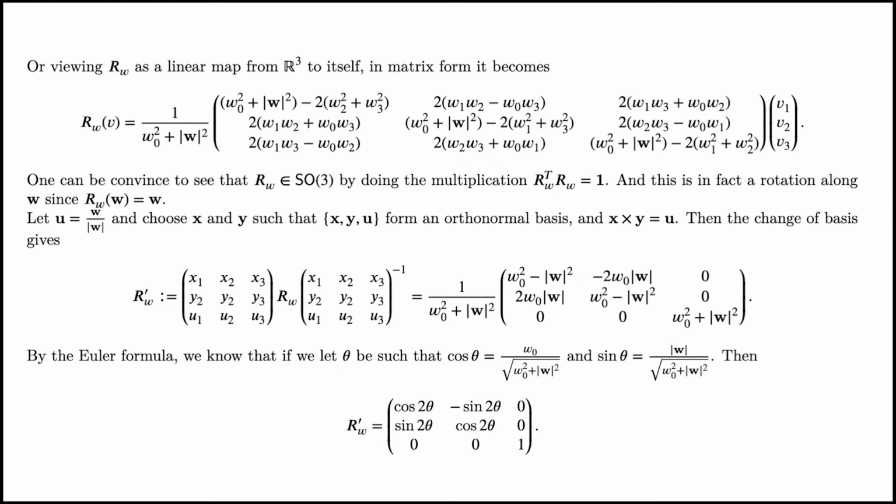Now we want to determine the angle by which the matrix rotates, so I changed it to the basis in w and 2 arbitrary vectors x and y, such that x, y, w are mutually orthogonal, and x cross y equals the normalized vector of w. Surprisingly, we find that this is a rotation by 2 theta, where theta is such that it satisfies this condition.